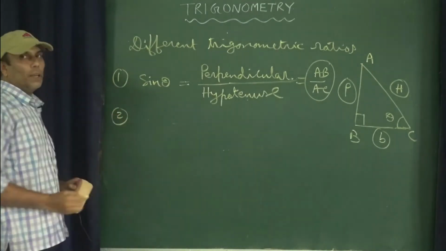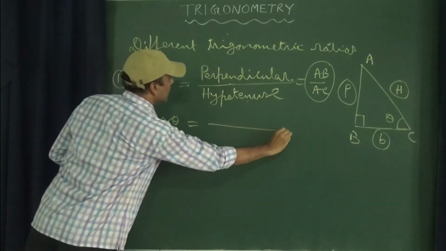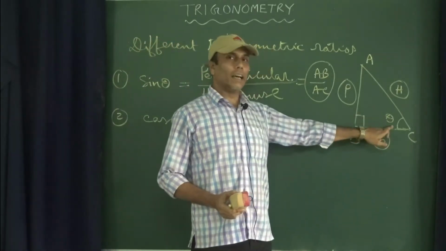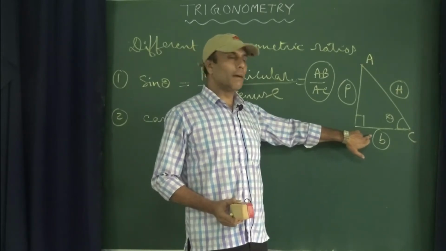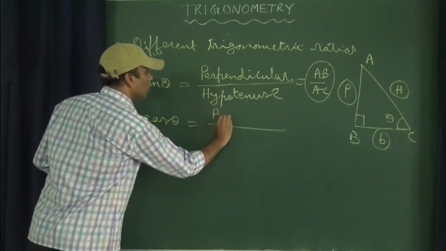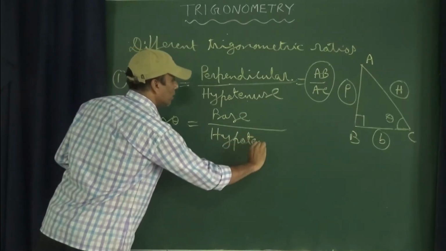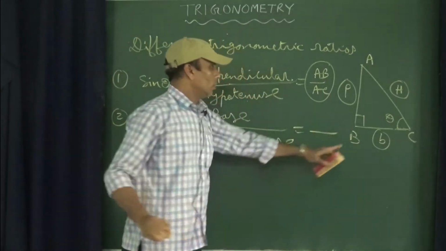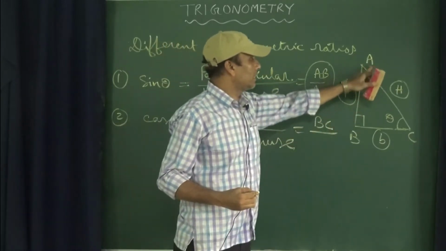Second trigonometric ratio is cos theta. COS, cos theta. It is the ratio of base and hypotenuse. So cos theta is equal to base divided by hypotenuse. For this diagram, once again, our base is BC and hypotenuse is AC. So the base name is BC and the hypotenuse name is AC.